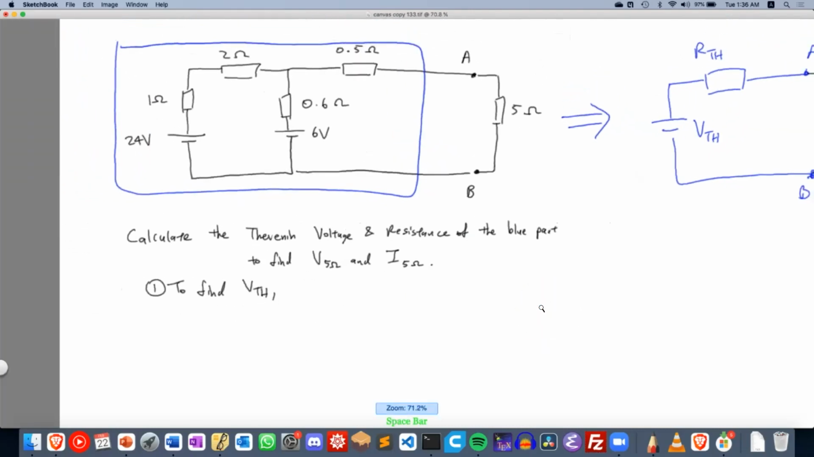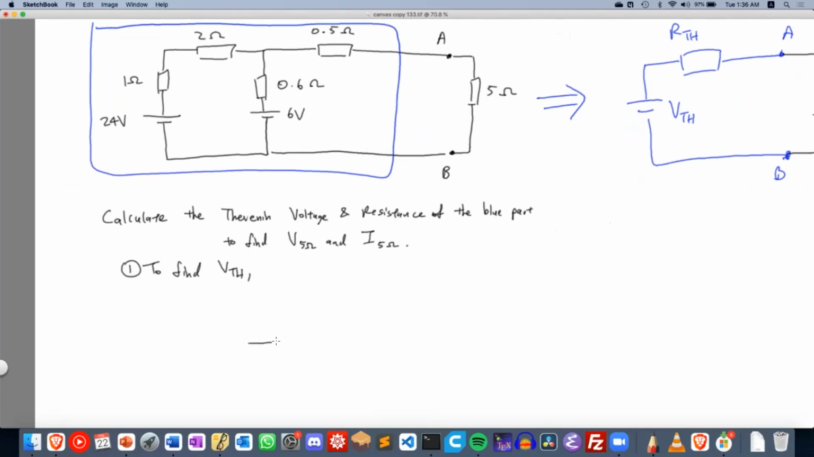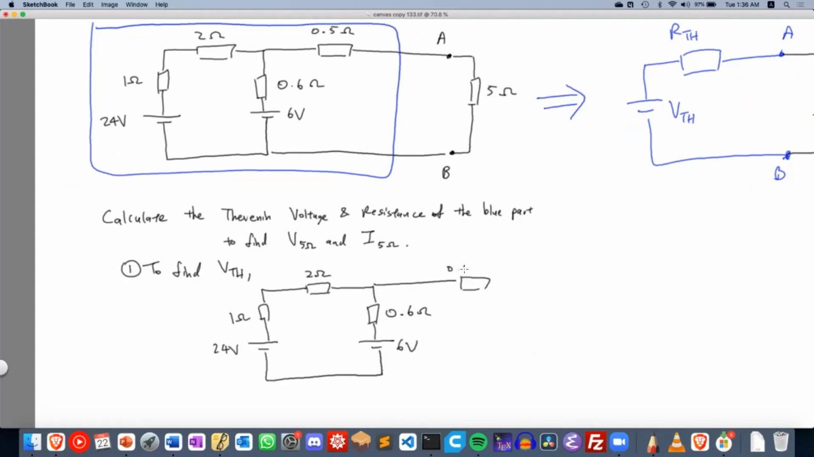So what this means is that we can redraw the circuit. You have 24 volts here, 1 ohm, 2 ohms on the top, 0.6 ohms, and 6 volts like this. Then this is 0.5 ohms, and it connects to A, and the other one connects to B. But now we've removed the 5 ohm load. So we remove the load and isolate the blue box.